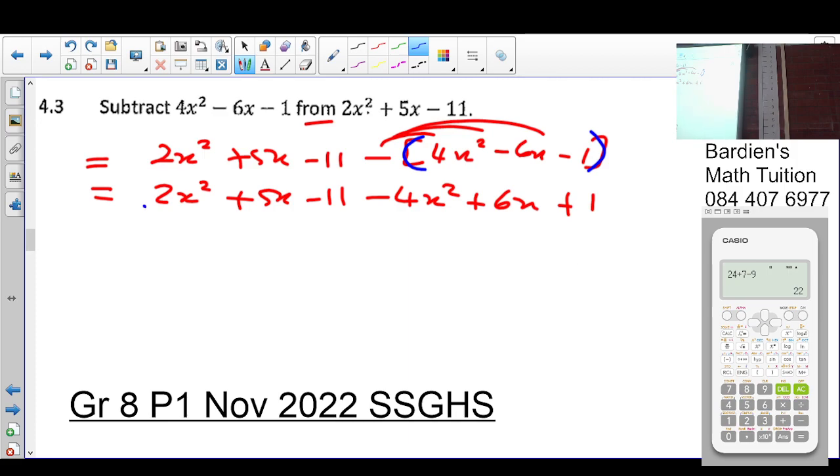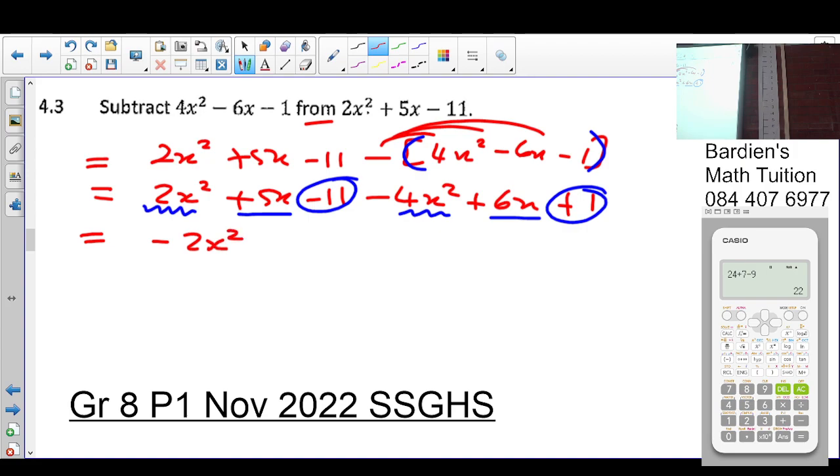What am I looking here now for? Like terms. I'm going to add my like terms. Not so. So what is 2x squared minus 4x squared? Negative 2x squared. What is 5x plus 6x? 11x. What's negative 11 plus 1? Negative 3. Okay, you guys understand?